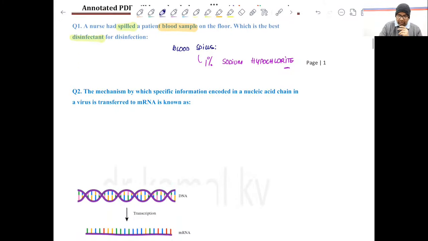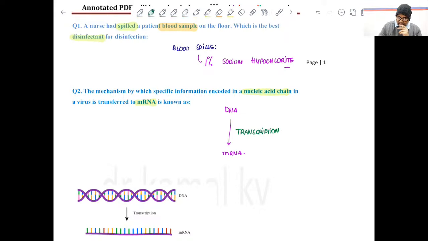Right? Then moving forward to another question where it has been asked about the process, which is like a transfer of information from the nucleic acid chain to mRNA. So this is as discussed in the central dogma, from DNA to mRNA. If the information is passed on, that process is known as transcription. Clear? So this is transcription.